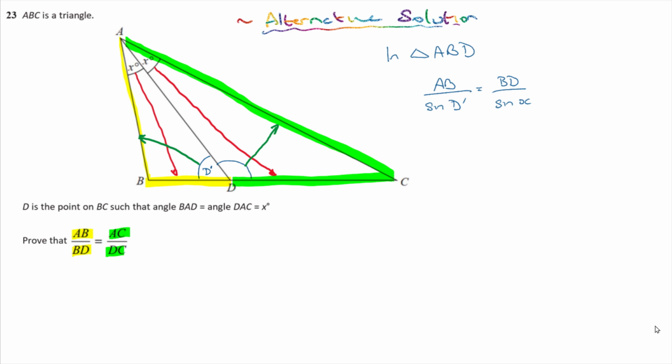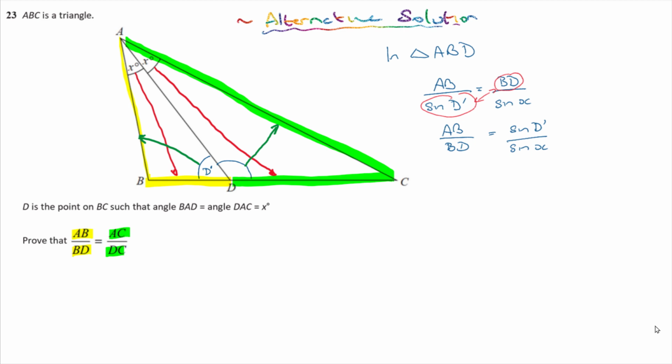Then I'm going to rearrange that so it's in the form of what's on the left there, AB over BD. Okay, so I can do that by cross multiplying these 2 things. Okay, so moving one up and moving one down. So I'm going to get AB over BD is equal to sine D dash over sine X. Okay, so that's in triangle ABD.